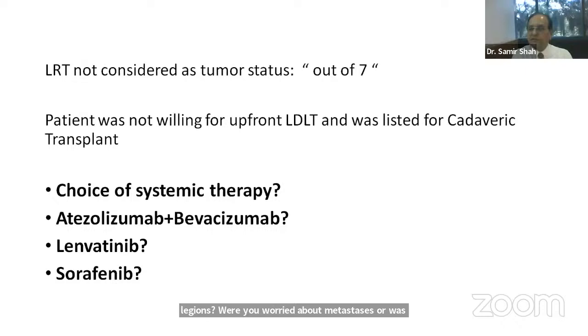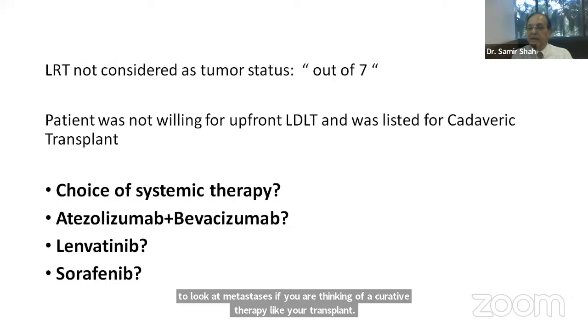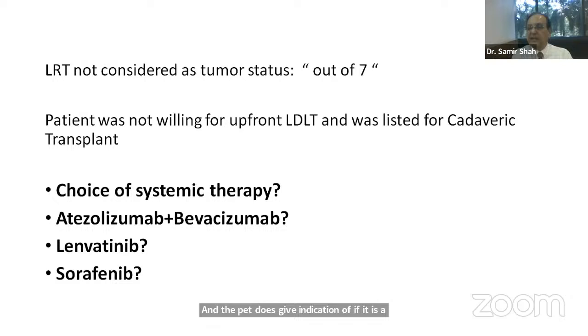So both, when we are contemplating therapy, we would like to look at metastases. If you are thinking of a curative therapy like liver transplant, and the PET does give indication of whether it is a metabolically active lesion, then it gives us an indirect indication of the biological behavior of the tumor. These were the two reasons.